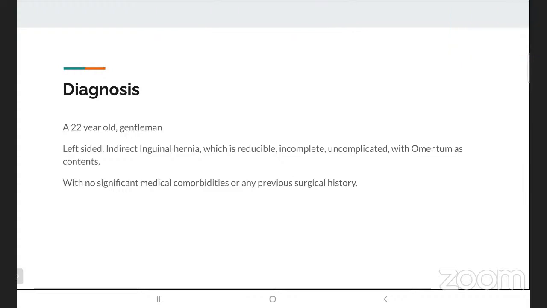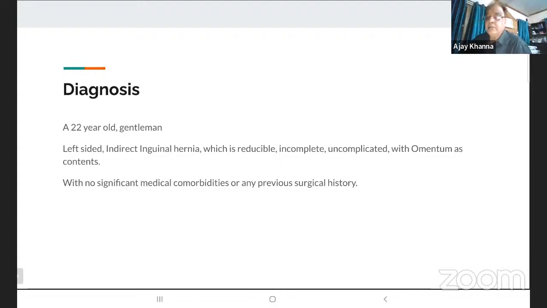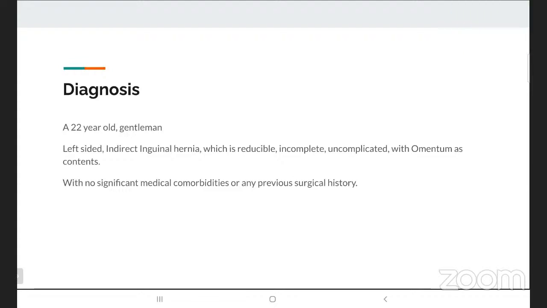Sir, in children, a herniotomy would suffice, in cases of a congenital hernia, whereas in adults, usually hernioplasty is preferred. 12 years child? Hernioplasty would be indicated.